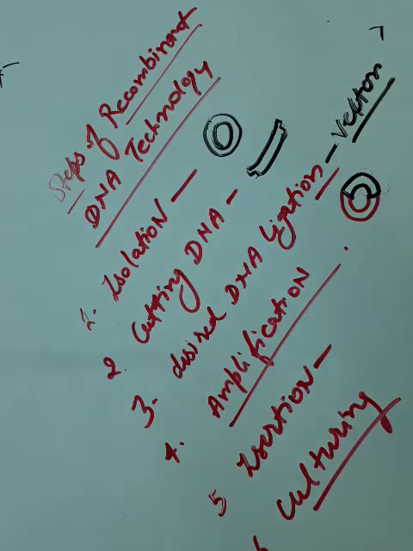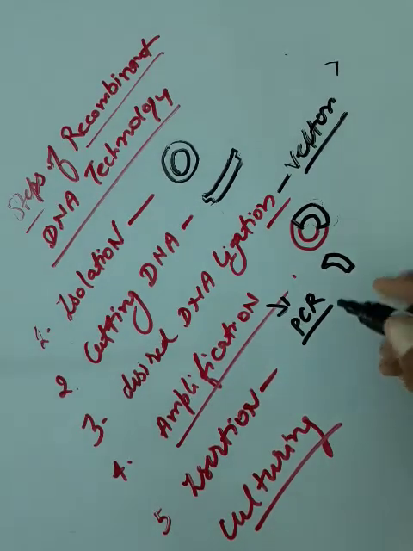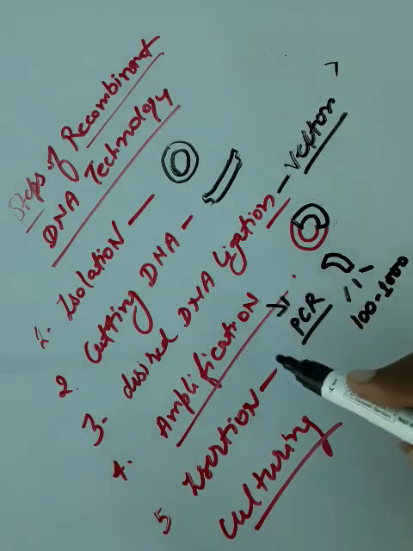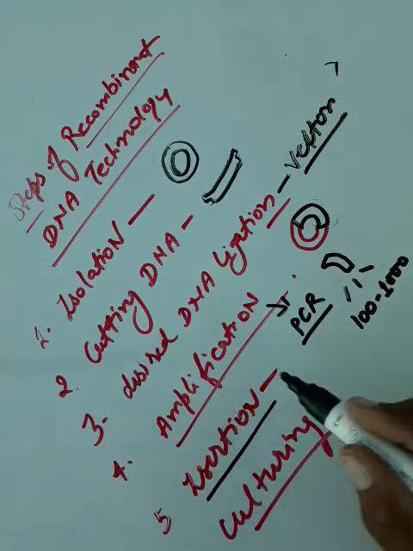here into the vector. Yes, the amplification process is also known as PCR, polymerase chain reaction. And here we can form many copies of the desired DNA segment. For example, here we have only one DNA segment, and with the help of the PCR technique, we can form many copies here. 100 to 1000 copies we can form with the help of the PCR technique.